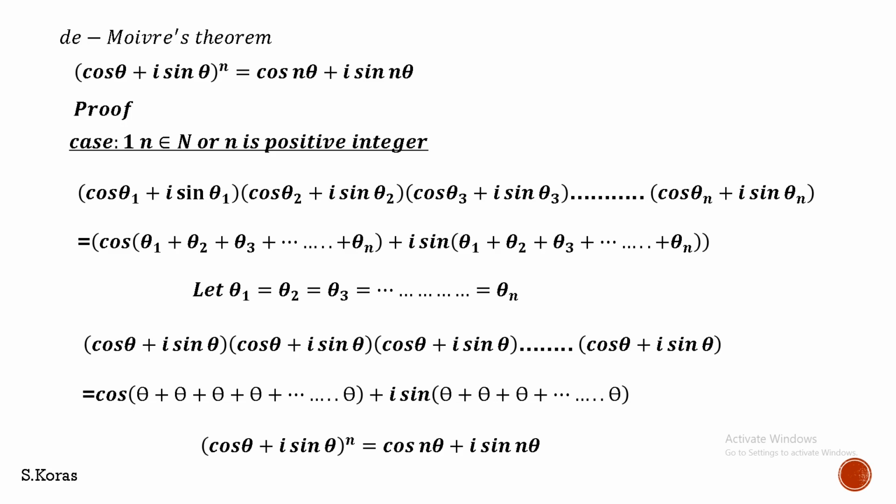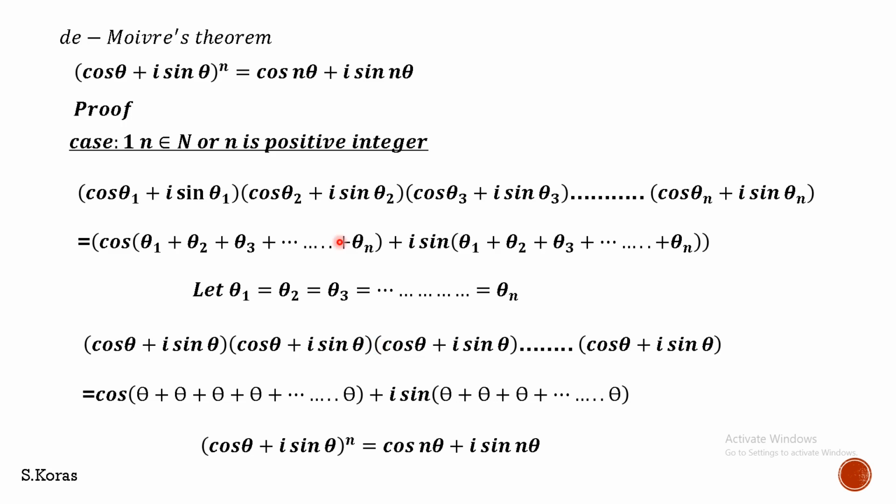So it becomes cos theta plus i sin theta. We are multiplying it n times, so it becomes (cos theta plus i sin theta) to the power n. Here 1 theta plus 1 more theta, 1 more theta, like that we have to add up to n thetas, so it becomes n theta. So if we add all these, we'll get n theta. So it becomes cos n theta plus i sin n theta, right? So we have proved our first part.